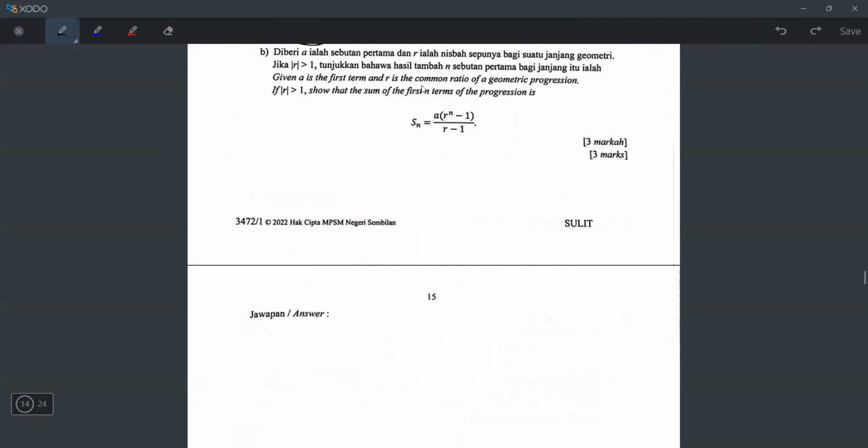Given A is the first term and R is the common ratio, if R has to be bigger than 1, show that the sum of the first n terms is equal to this. Okay, let me show you. This reminds me of another trial question I did. So I'll show you now.